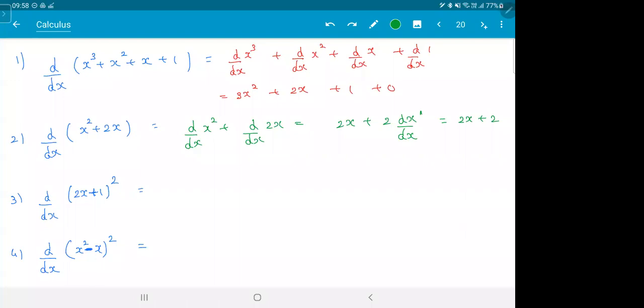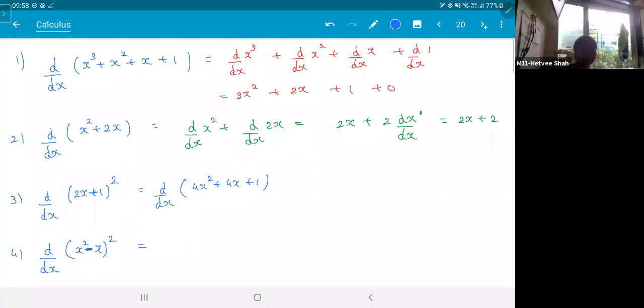How do you do the third one? You can't directly differentiate it, but you can expand a plus b whole square: 4x square plus 4x plus 1. This you know how to do, na? So when you get a square or a cube function, expand it and then differentiate each term separately. Try. I'll give you another 2 minutes for third and fourth.